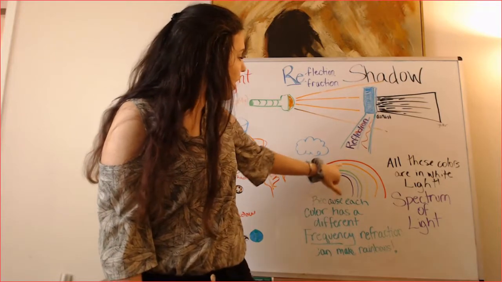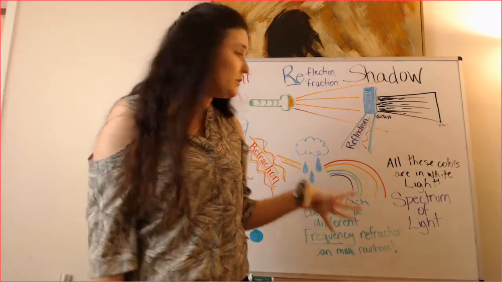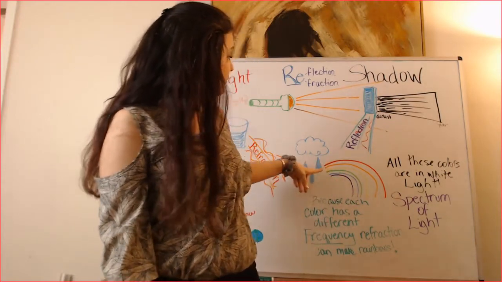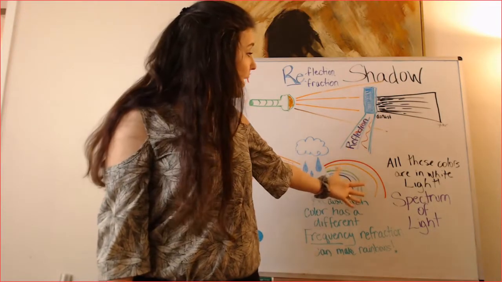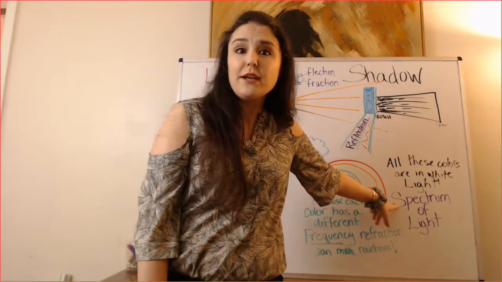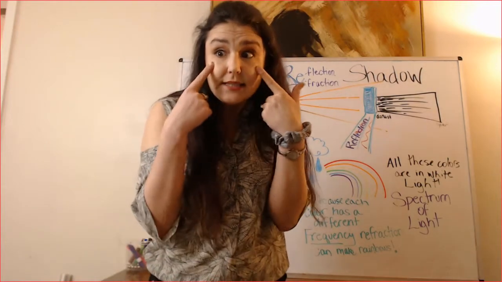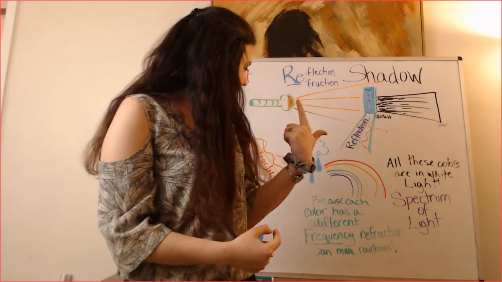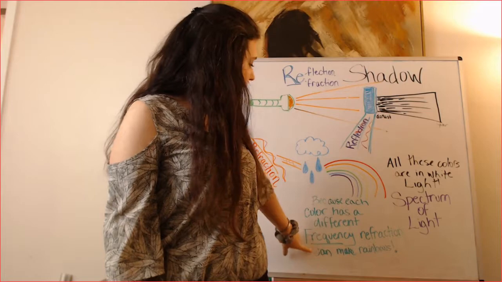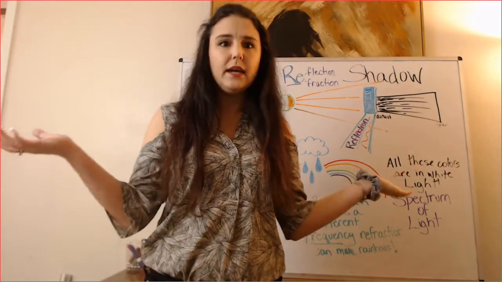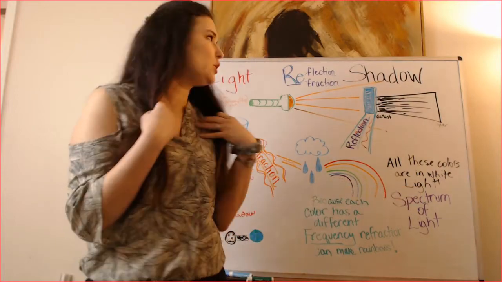Remember we talked about how all of these colors of light have different wavelengths, different frequencies. So when it is refracted through the water droplets, it makes a rainbow. And the rainbow is our visible spectrum of light, all the colors of light that your eyes can see. Pretty cool, right? So when they're refracted, white light, plain old sunlight, can make rainbows. Oh, so cool. We love rainbows.